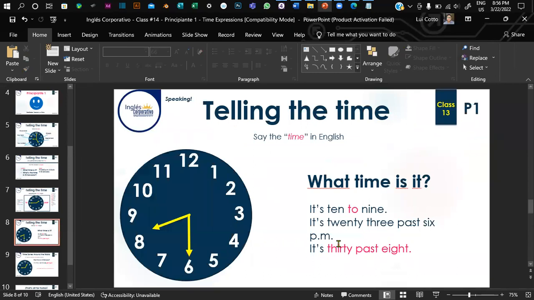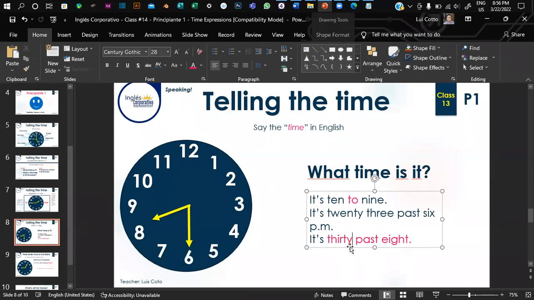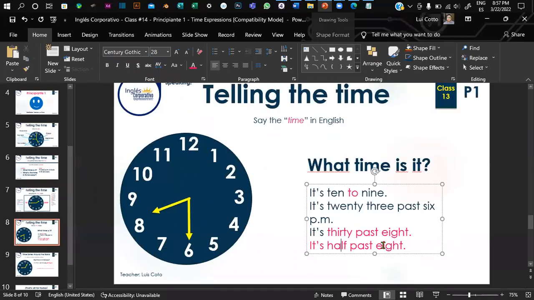Okay. Remember, you have some options. You can say 30, in this case, 30, or half. Okay. What is half? Half. La mitad. It's something like that. Oh, it's not responding. What's going on with my keyboard? Okay. It's half past 8. First option, the minutes. Second option is this one. Second option. Okay. That is correct.